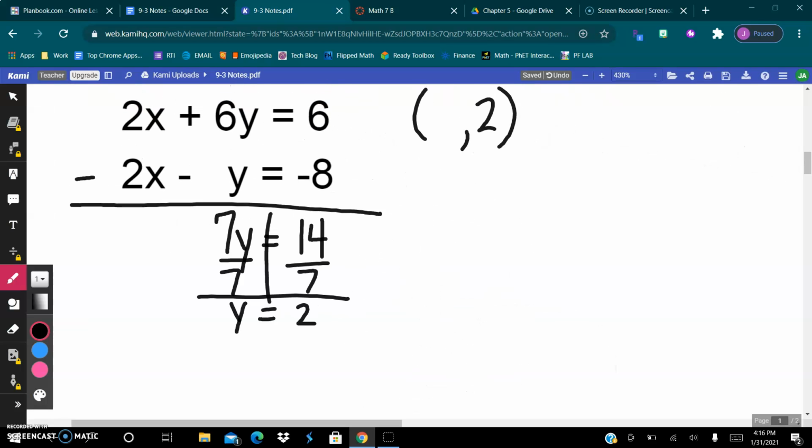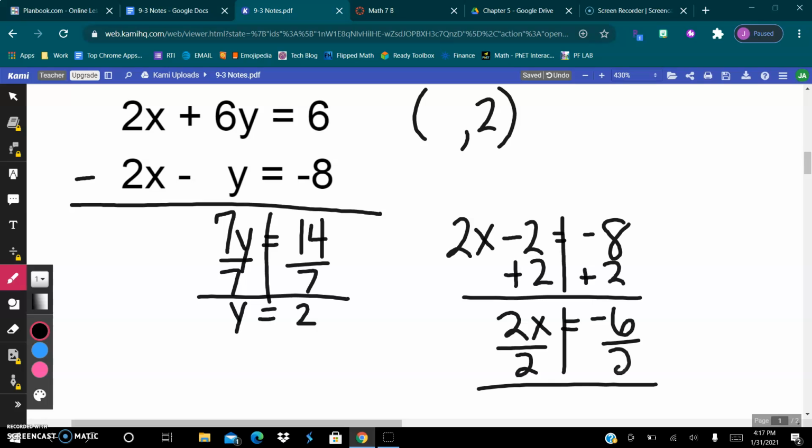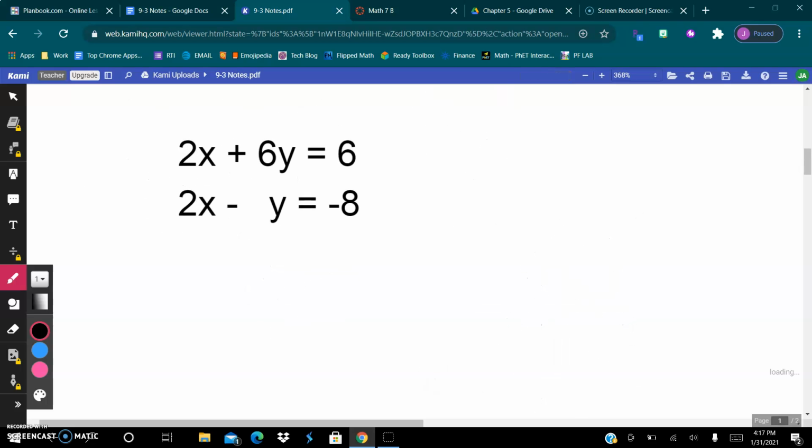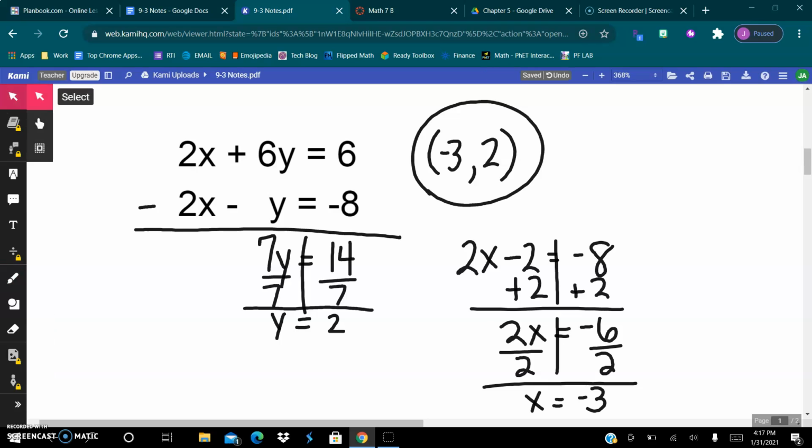And then we can plug that back into one of our originals, and we would have 2x minus 2 equals negative 8. Add 2 to both sides. Negative 8 plus 2 would be negative 6. And then divide by 2. So x is negative 3. So these two equations, the system crosses at (negative 3, 2).